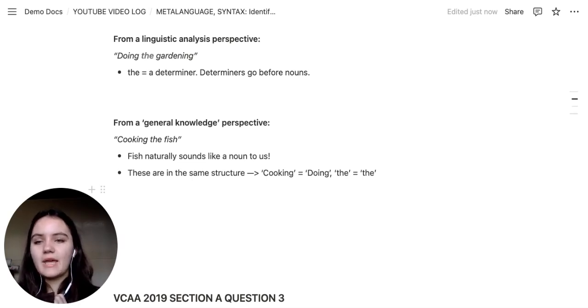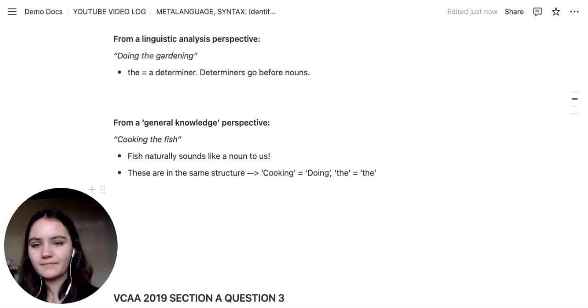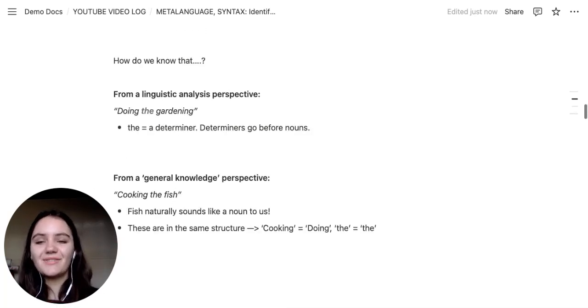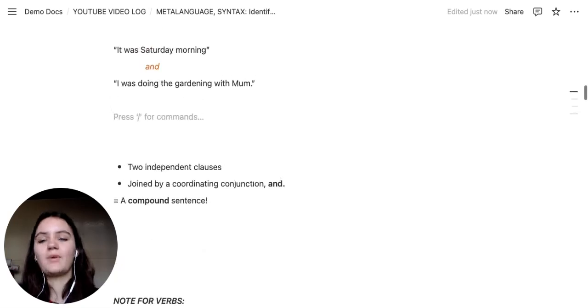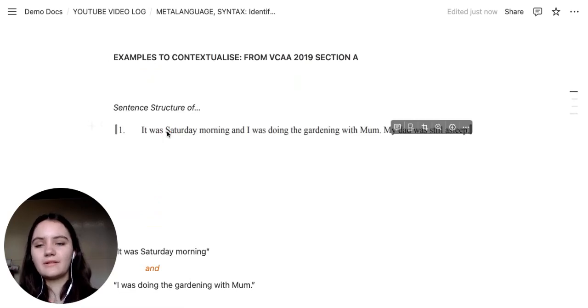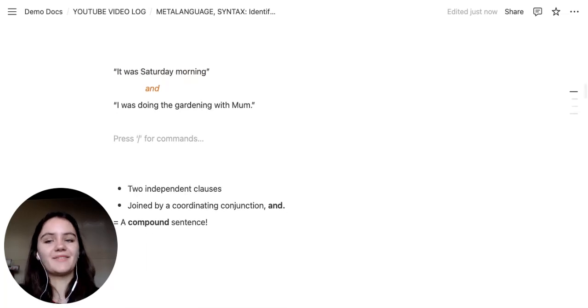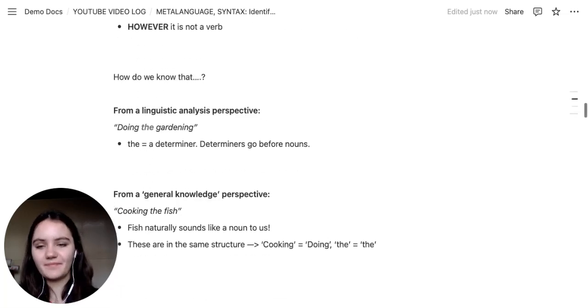So if we're seeing that doing the gardening and cooking the fish both sound as though they make sense, and fish is a noun, then by logic, gardening is also a noun. So cooking, like doing, the, like the, fish, like gardening: gardening is a noun. Therefore, we do not need to be tripped up by either method with this idea of the ing and the gardening, and we can go, okay, I've just got my two verbs, was Saturday, doing the gardening, and it's okay. We're chilling, we've still got a compound sentence here.